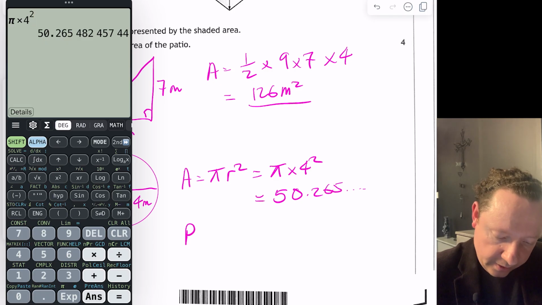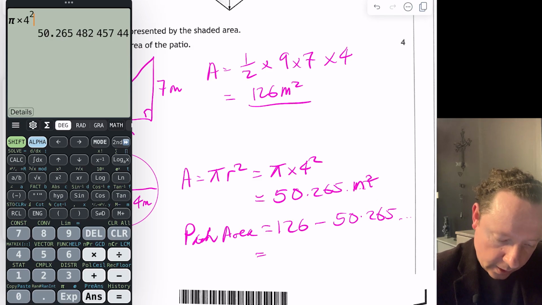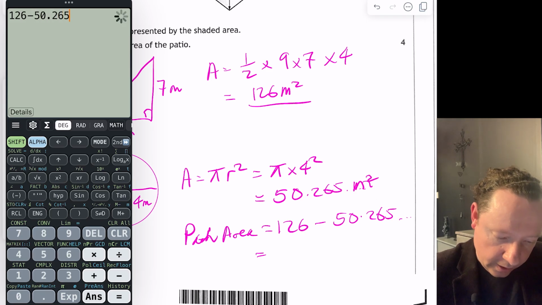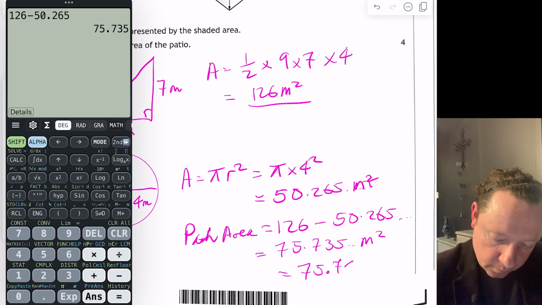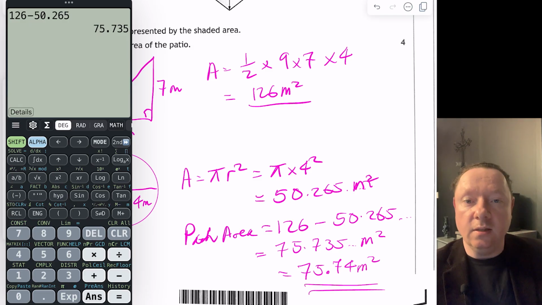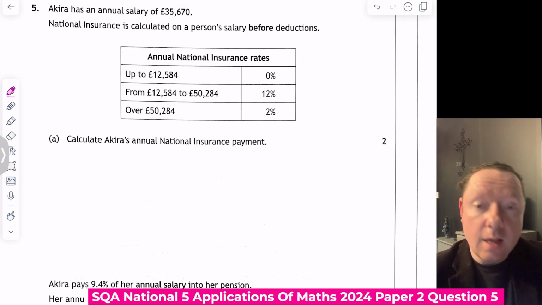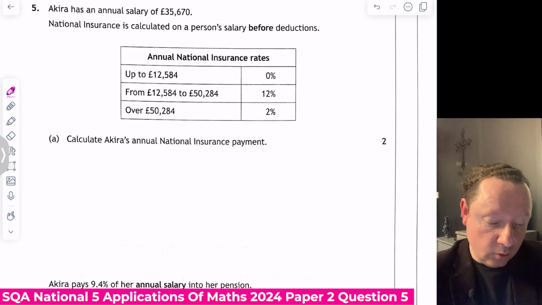So that means that my path area is the whole area, 126, minus the 50.265 that I just worked out. I'll put metres squared there. 126 minus 50.265 is 75.735, or about 75.74 metres squared. Again, rounding isn't really that important, and we're done there. SQA National 5 Application Maths 2024, Paper 2, Question 5.